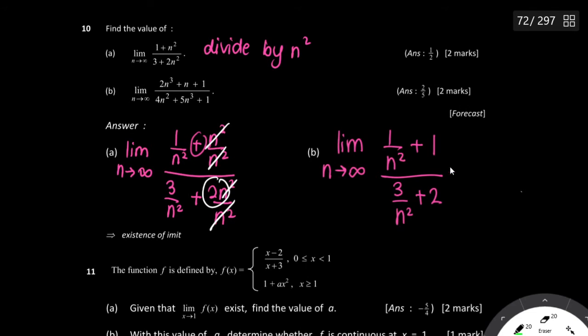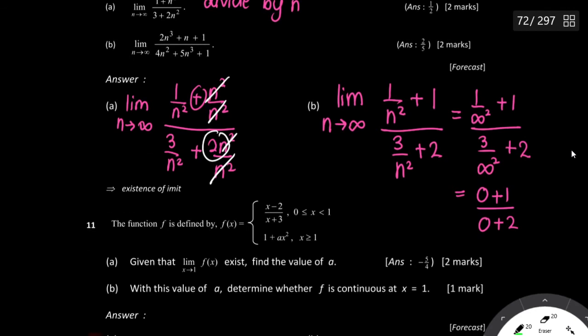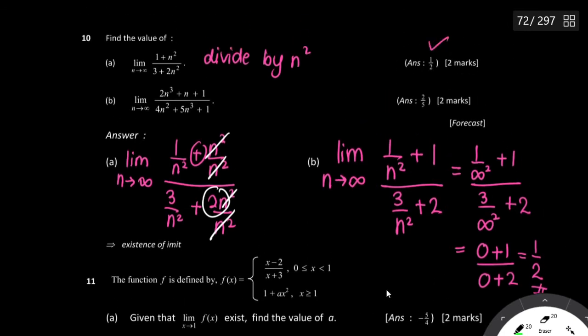Now it makes more sense. Now you can substitute the infinity. So 1 over infinity square plus 1, over 3 over infinity square plus 2. So 1 over infinity is 0. 0 plus 1 over 0 plus 2. I'm so sorry, plus 2. Because the teacher just completed an entire day of classes, so a little bit tired. So 1 over 2. Yes, now the correct answer is 1 over 2.